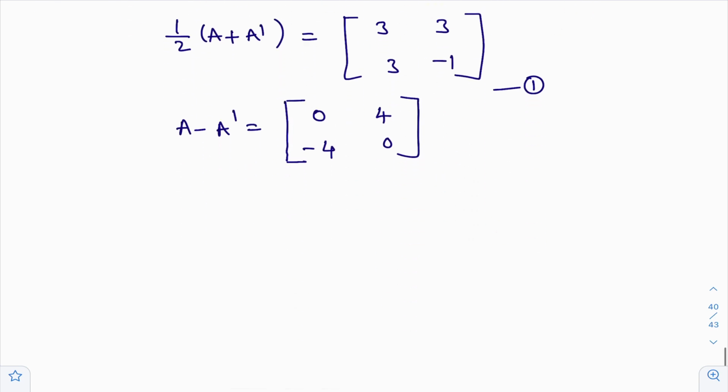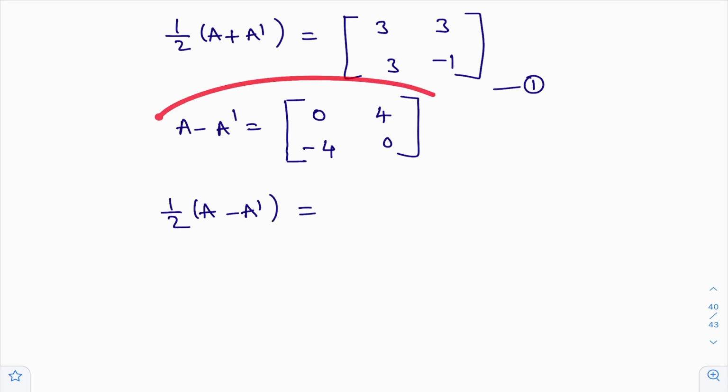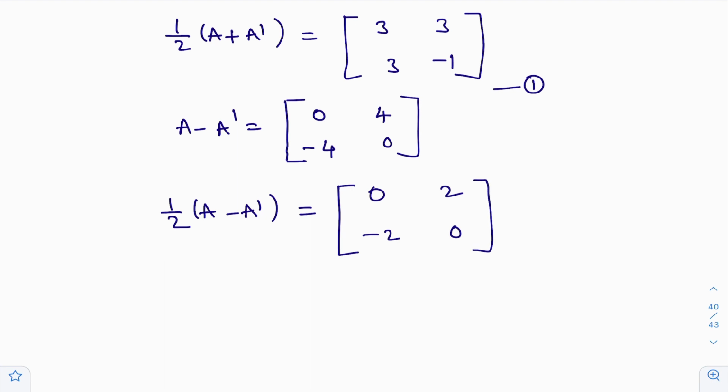Now, I need half into A minus A dash. Every element of this matrix you multiply with 1 by 2. 1 by 2 into 0 is 0. 1 by 2 into 4 is 2. 1 by 2 into minus 4 is minus 2. 1 by 2 into 0 is 0. So this is half into A minus A dash.